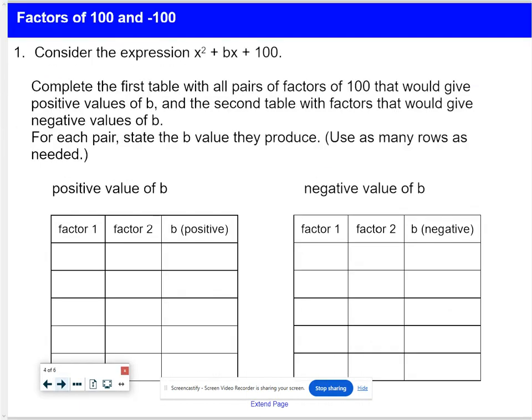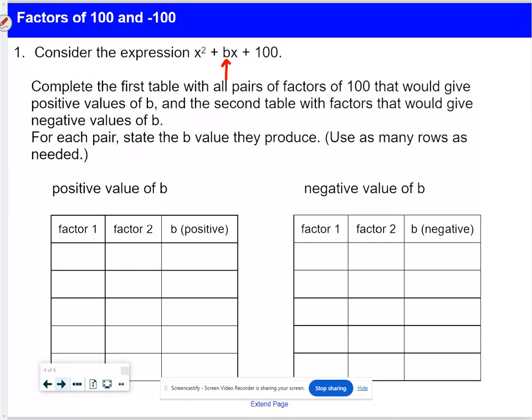All right, now we're looking at factors of 100 and negative 100. So this is still on page 206. So let's complete the first table with all the pairs of factors of 100 that would give positive values of b, and then the second one with factors that would give me negative values of b. So remember, the b is here. It's the coefficient for that linear term, the x, right? If I'm going to have a positive value of b, and I'm getting products of positive 100, that means they have to be the same signs, right?